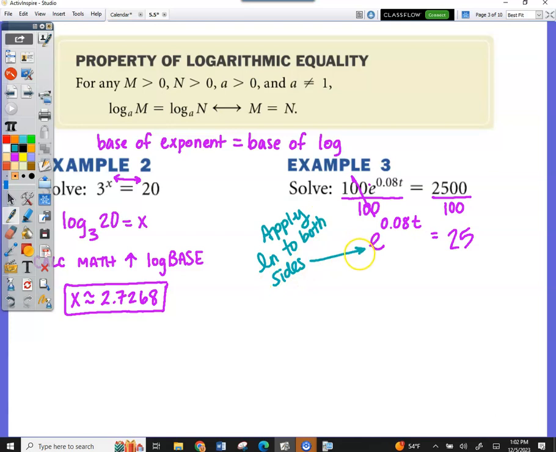I'm going to apply ln to both sides. As long as I don't spell it wrong in my research paper, I'm good.